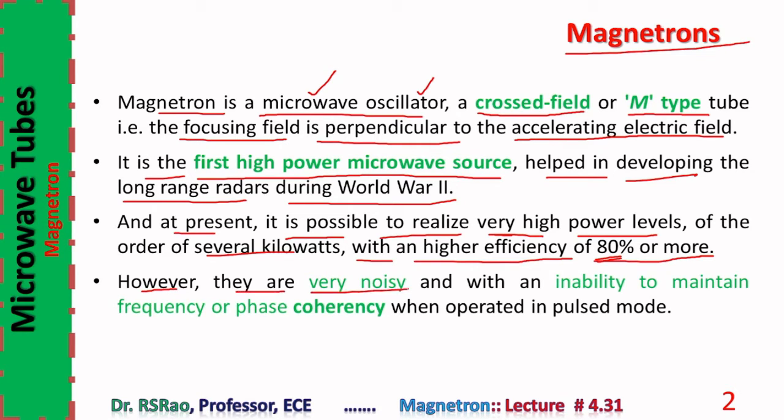However, they are very noisy and also have the inability to maintain frequency or phase coherency when operated in pulsed mode. The noisy nature of the tubes is a serious problem, and another problem with these devices is the inability to maintain coherency in frequency as well as in phase when operated in pulsed mode. It is, in fact, a very serious shortcoming.